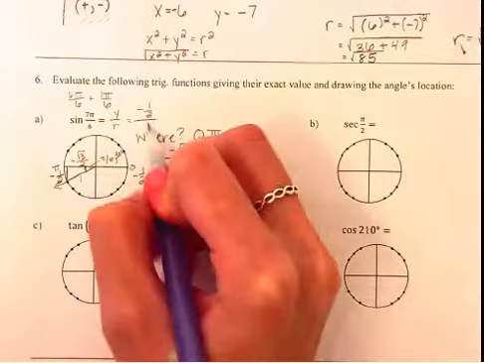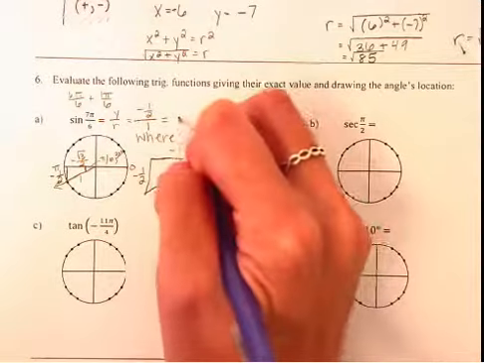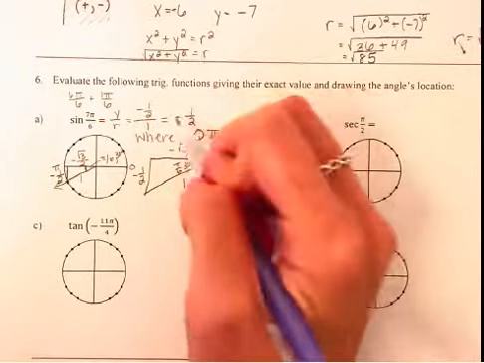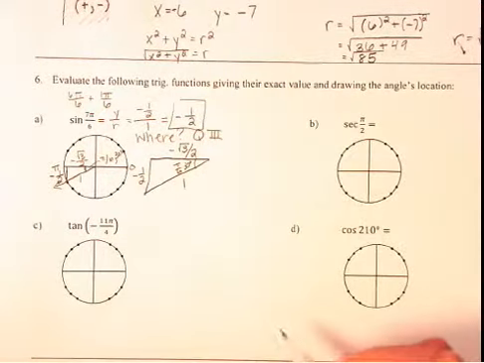My r is 1. Any number divided by 1 is itself. So sine of 7 pi over 6 is negative 1/2.